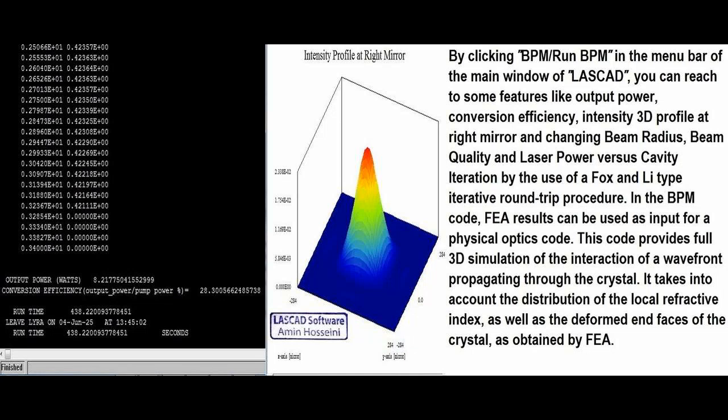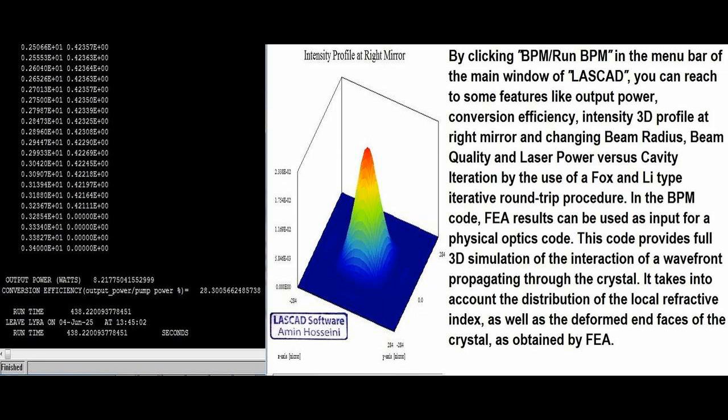By clicking BPM/Run BPM in the menu bar of the main window of LASCAD, you can reach some features like output power, conversion efficiency, intensity 3D profile at the right mirror, and changing beam radius, beam quality and laser power versus cavity iteration by the use of a Fox and Li-type iterative round-trip procedure.